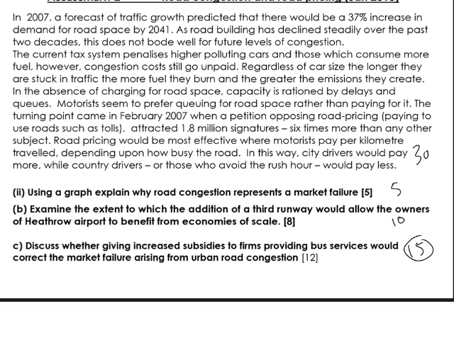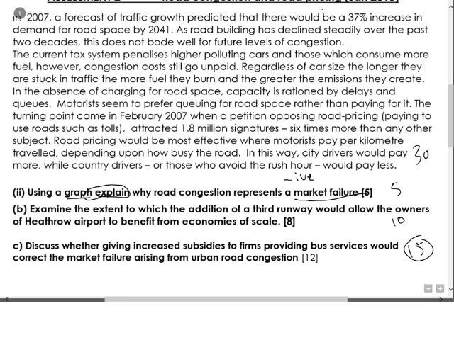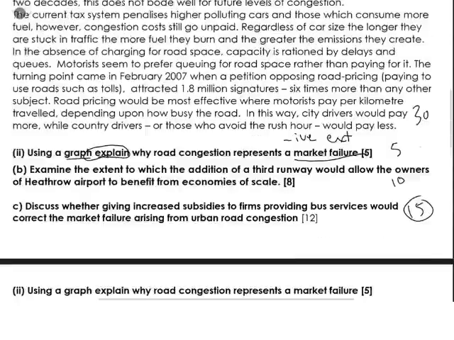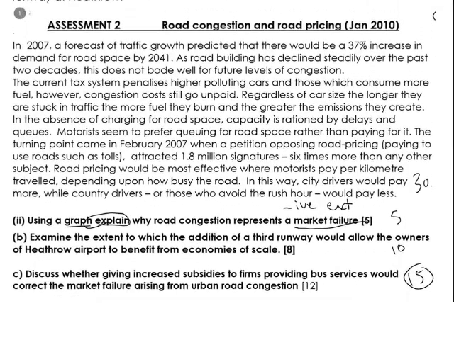First question, using a graph, explain, so you need some written analysis to go with the explain why road congestion represents a market failure. The market failure that you're looking for is a negative externality, so you're effectively drawing the graph for a negative externality and then explaining why it's a market failure. The case study that goes with the congestion one is the second one, congestion and road pricing.